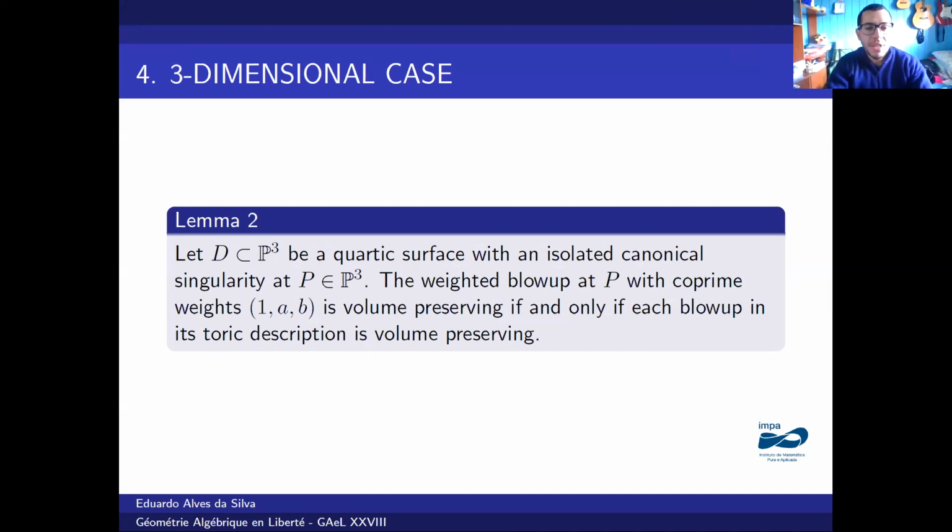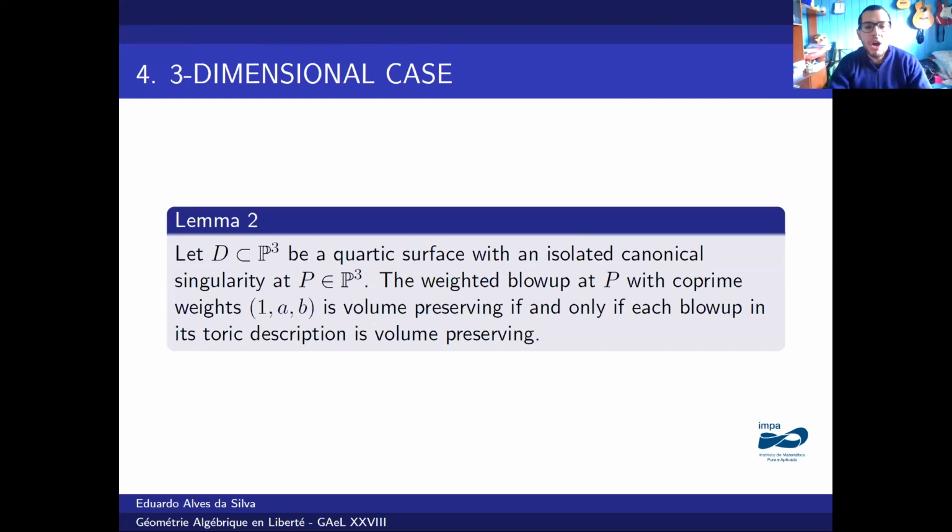Then when I was studying this map, I was able to perceive this nice property, which is the content of this lemma. Let D be a quartic surface with an isolated canonical singularity at P. Then the weighted blowup at P with coprime weights (1, a, b) is volume preserving if and only if each blowup in its toric description is volume preserving. And using this key lemma, we are able to discover some possible weights.